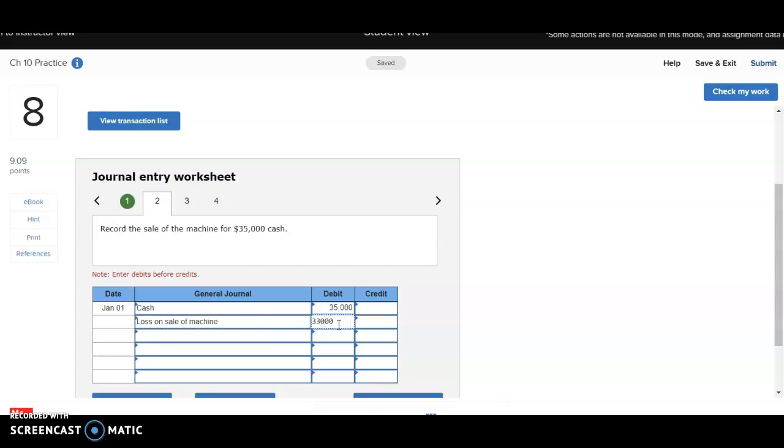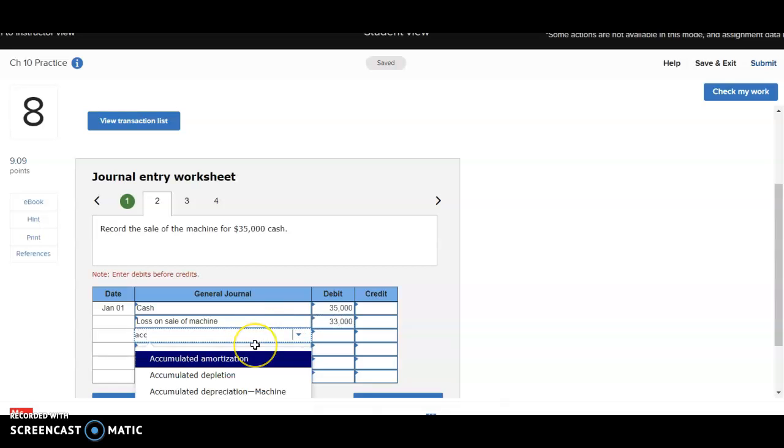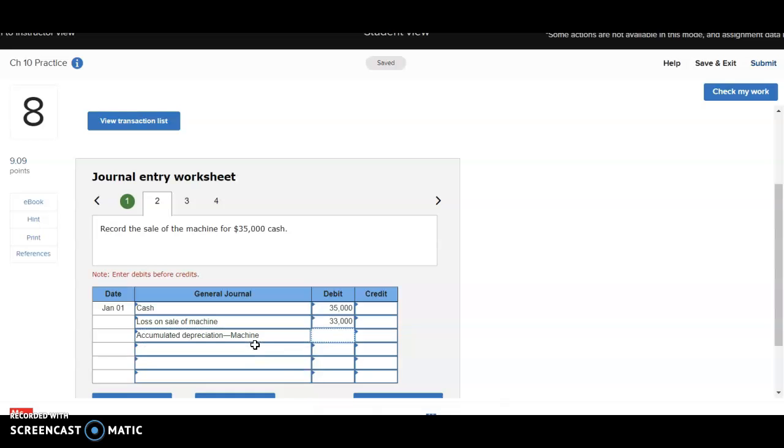That's what we're going to record for the loss on the sale of a machine. We're still going to remove that accumulated depreciation for the machine of $182,000. And we're still going to remove the machine itself for the $250,000. Our debits and credits equal $250,000, so we know that we can move on.